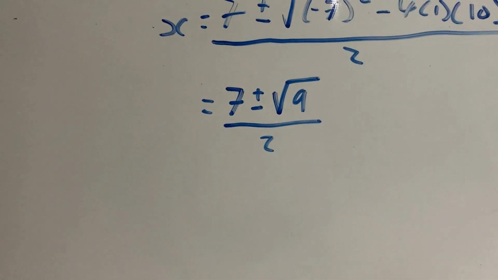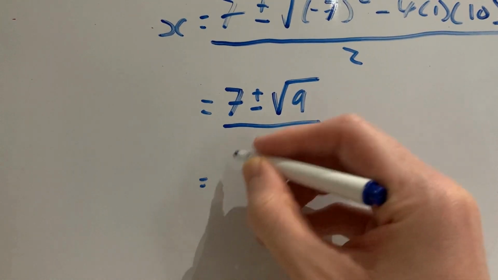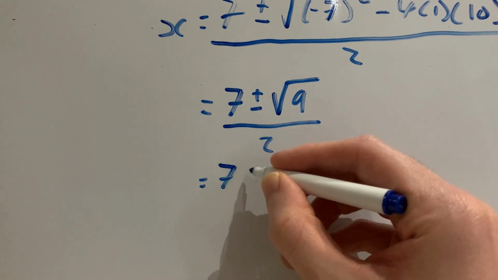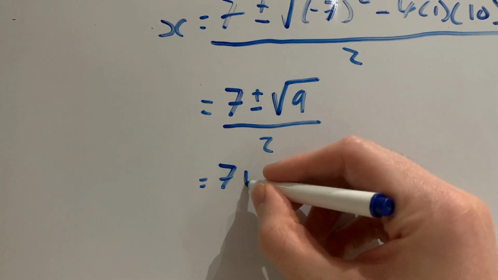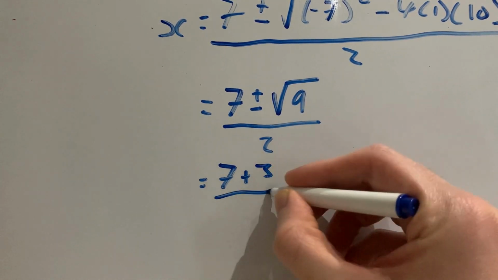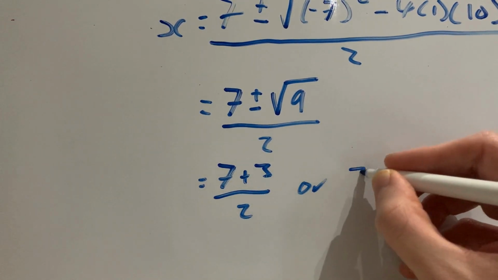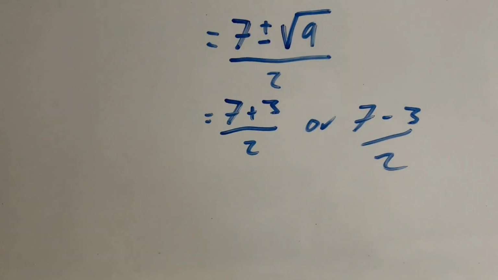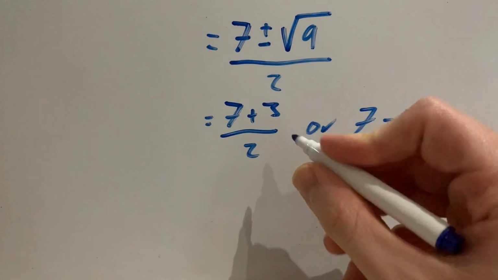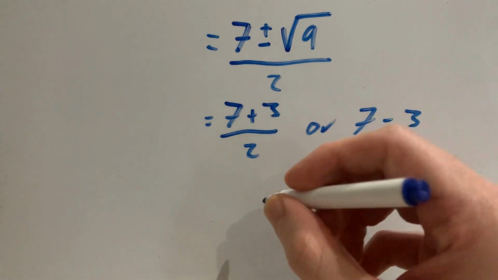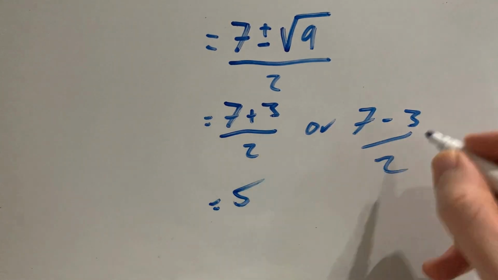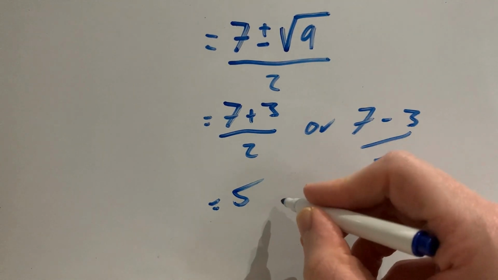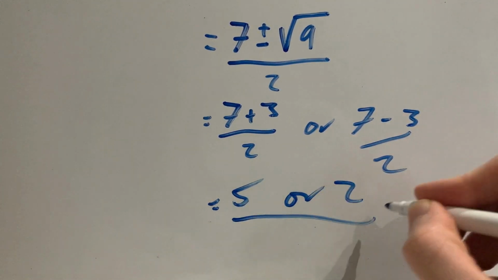So we're going to keep simplifying that. We're going to split up the plus or minus now. So we're going to have 7, well, root 9 is 3. So we've got 7 plus 3 over 2, or 7 minus 3 over 2. And really, 7 plus 3 is 10 over 2 is 5. And on this side, 7 minus 3 over 2 is going to be 4 over 2, so it's just 2. So these are the two solutions.